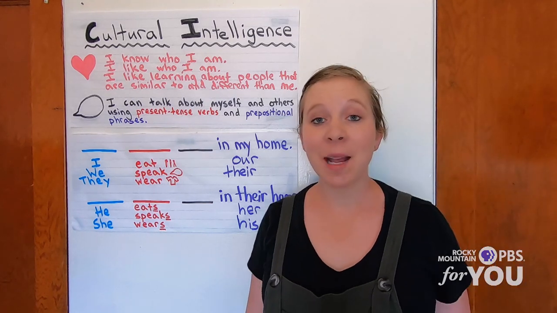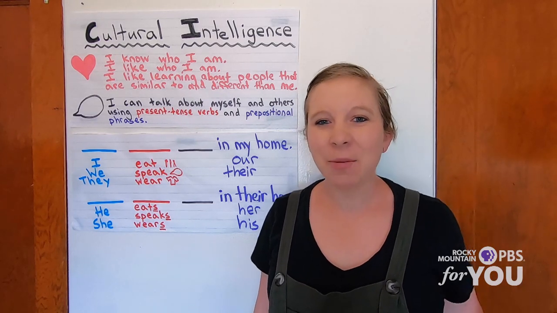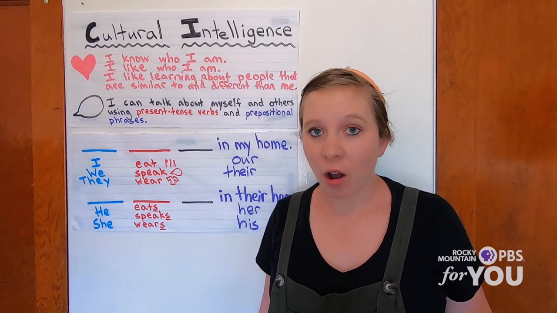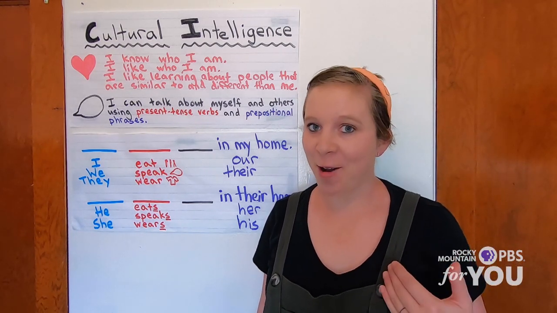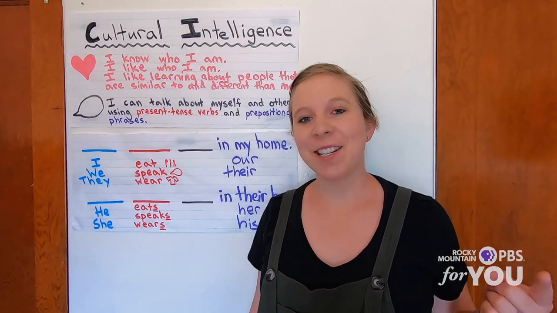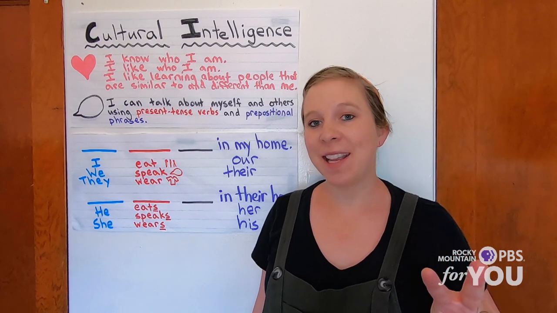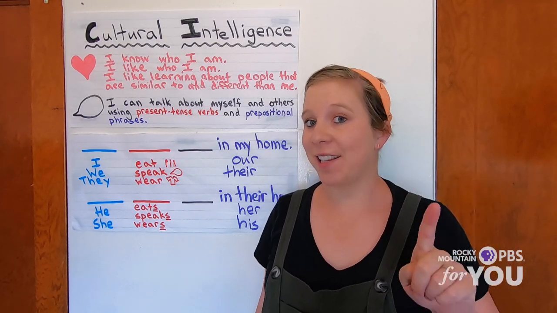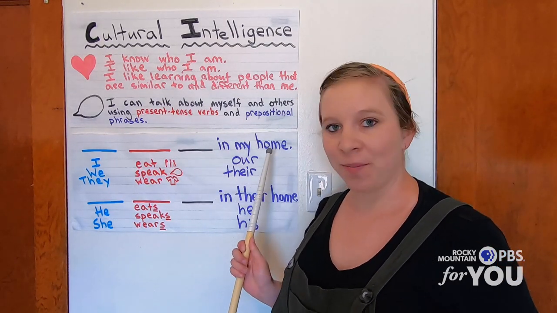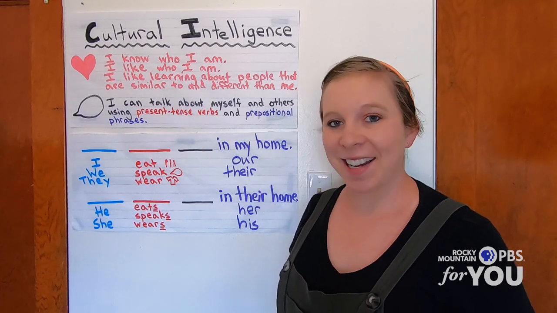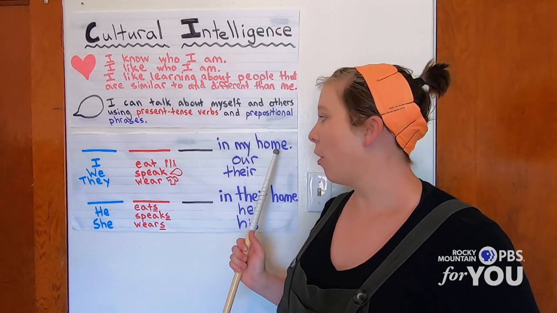Okay, let's try with some examples, and let's start by talking about our food traditions. Think with me, what do you eat in your home? I eat hamburgers in my home. So I'm going to say that sentence first, and then I'm going to say it a second time. And I want you to say it with me the second time. First, listen. I eat hamburgers in my home. Your turn with me. Ready? Go. I eat hamburgers in my home.